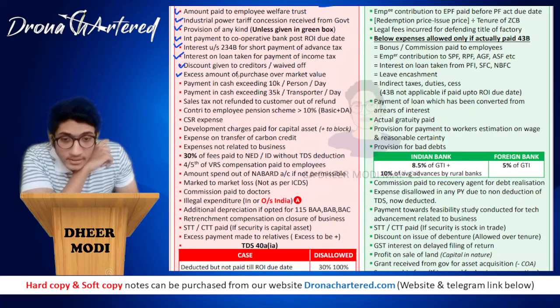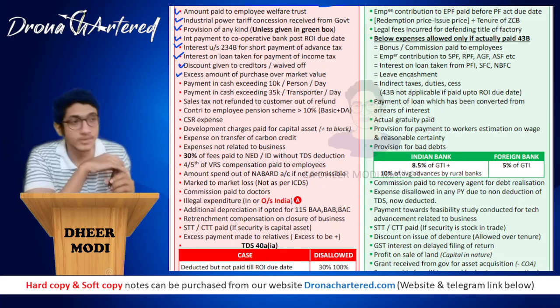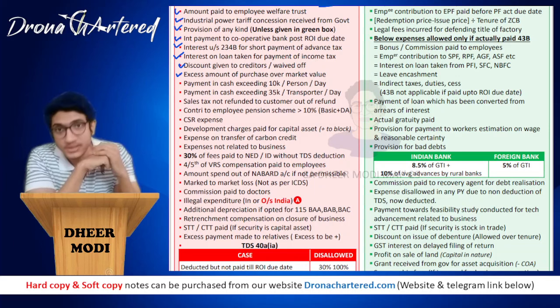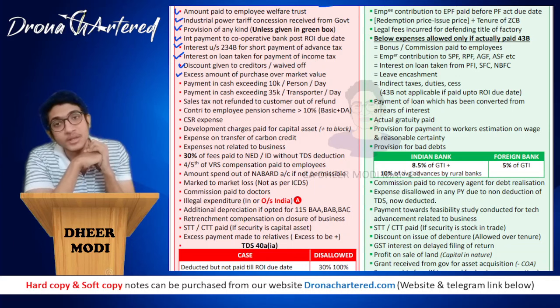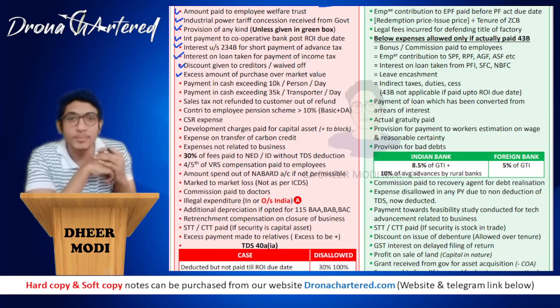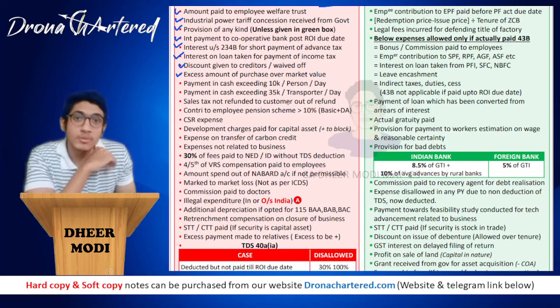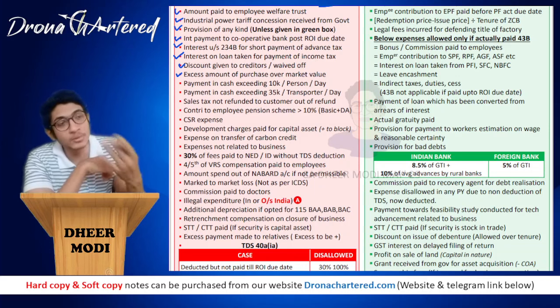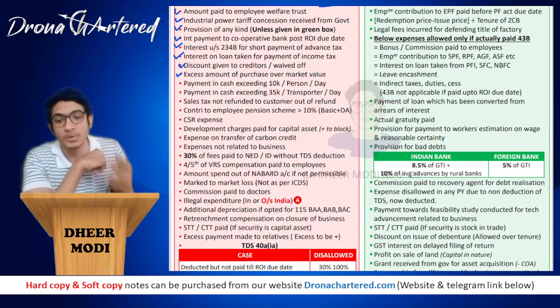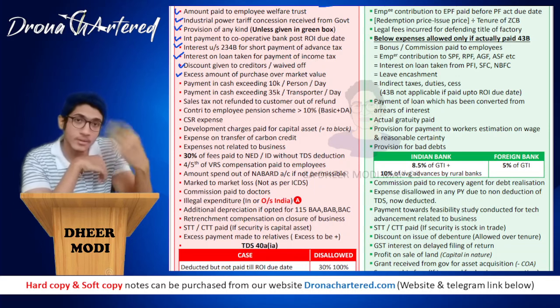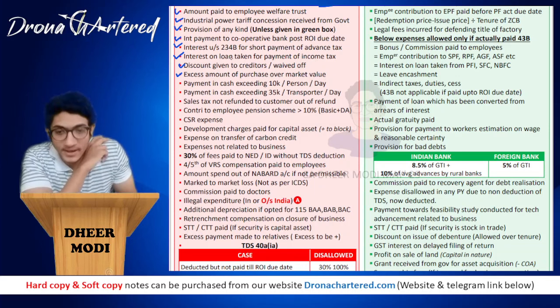Next is excess amount of purchase over market value. For example, you have purchased something for, say, 1000 rupees, but the market value of that is only 20 rupees. That means you have paid higher than what the market value is. It might be possible that, to reduce your income tax, you are showing in the books that you have paid a higher amount. So in such a case, only on the excess amount you will have to add that back.